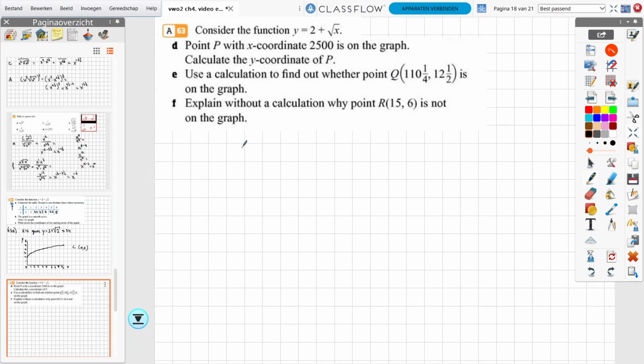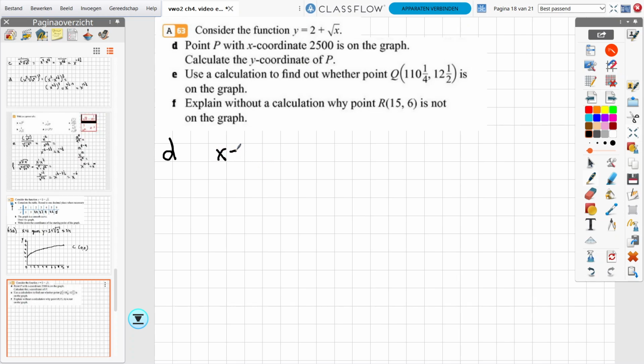Then let's take a look at exercise D. Now we're actually going to calculate a bit more with this stuff. Point P with x coordinate 2500 is on the graph. Calculate the y. Again, we practiced this with quadratic formulas. We practiced this with linear formulas. This doesn't work any different with radical functions, square root functions, sometimes also called root functions.